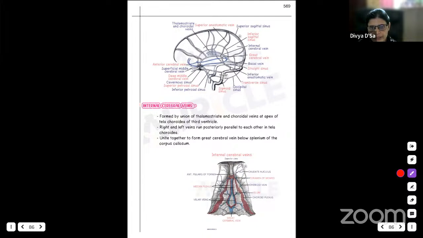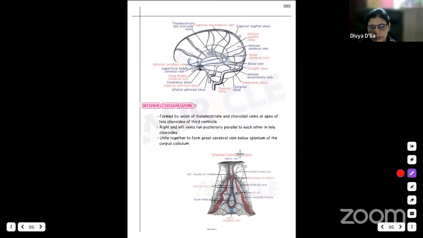So outside here, we have all the sinuses. These are the sinuses and these are the veins. Now, internal cerebral. So that was about the external cerebral veins. Now, internal cerebral veins. It is formed by the union of thalamostriate and choroidal veins at the apex of the tela choroidea of the third ventricle.